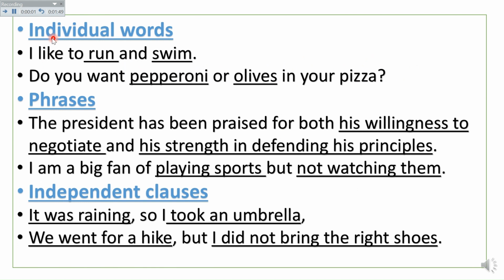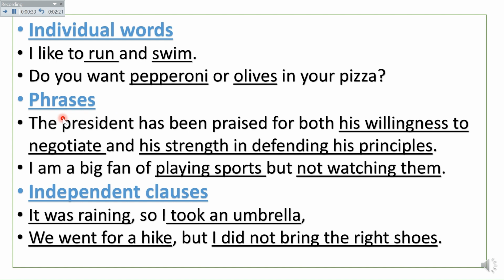Here is how they join individual words, like: I like to run and swim. So run and swim are two words, right? And is a coordinator, so it's joining them. Since they're words, we do not use a comma before the coordinator. Do you want pepperoni or olives on your pizza? So pepperoni and olives are two words, and or is a coordinator joining them. Since these are two words, we will not use a comma here.